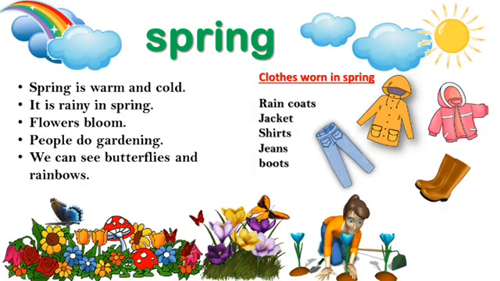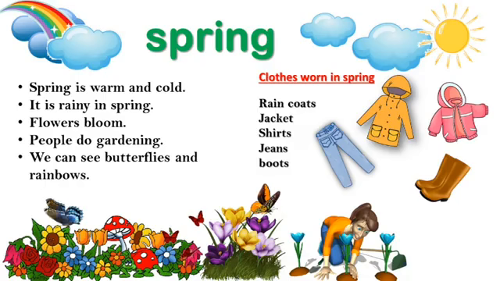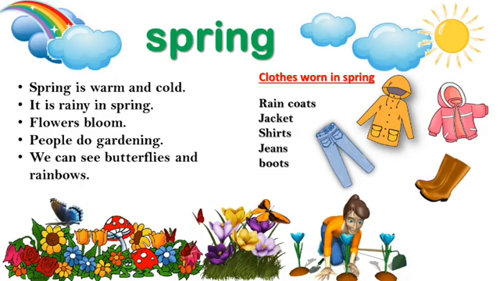So let's look at some of the clothes that people wear in spring. Raincoats, jackets, shirts, jeans, boots are some of the clothes that are worn in this season. And don't forget about the umbrella. Of course, when it rains, there should be an umbrella, right? And we also get the beautiful rainbow in this season.